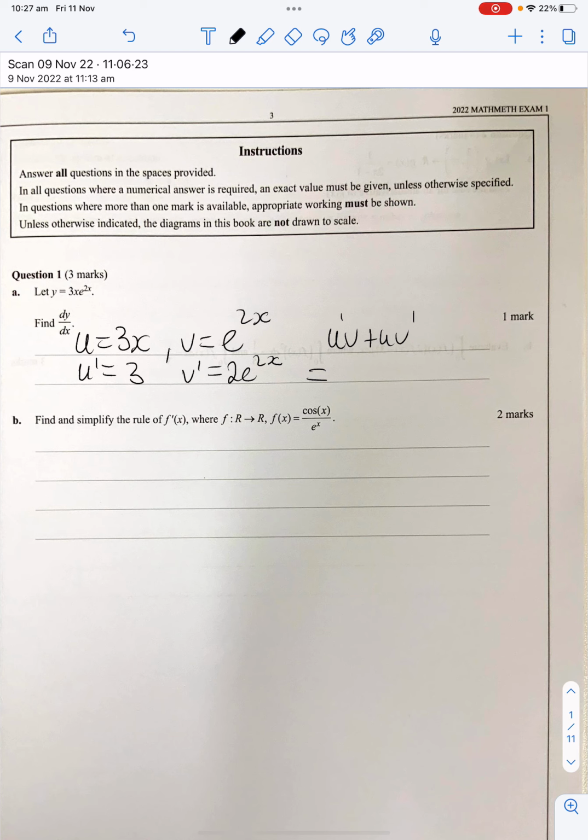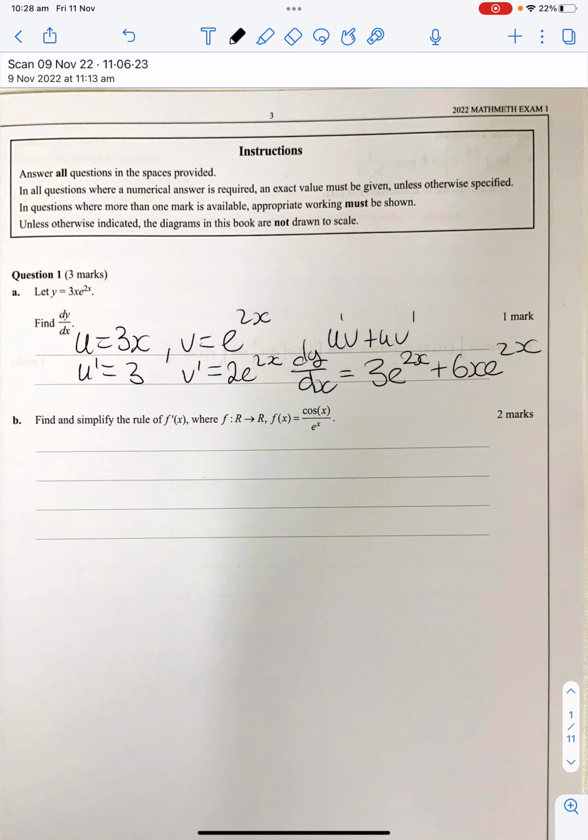So that is going to equal, label this properly, we've got dy/dx equals 3e to the 2x plus 6x e to the 2x. And that one's done. Part B, we have quotient rule.